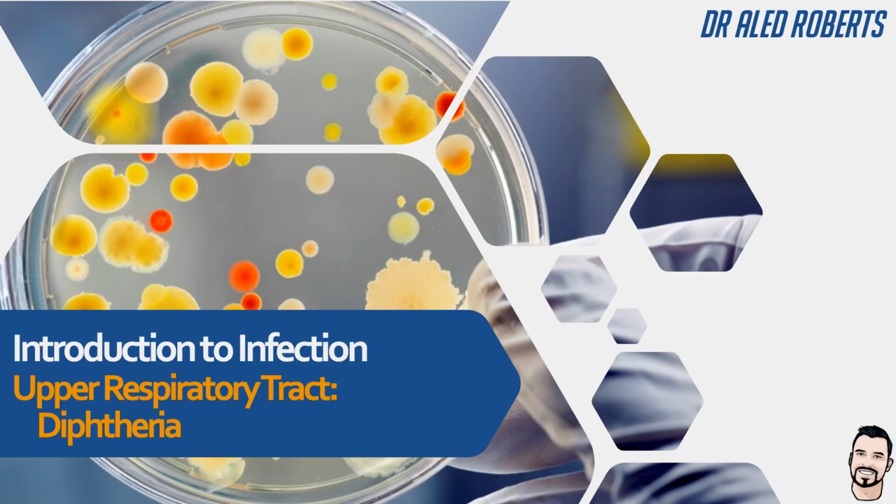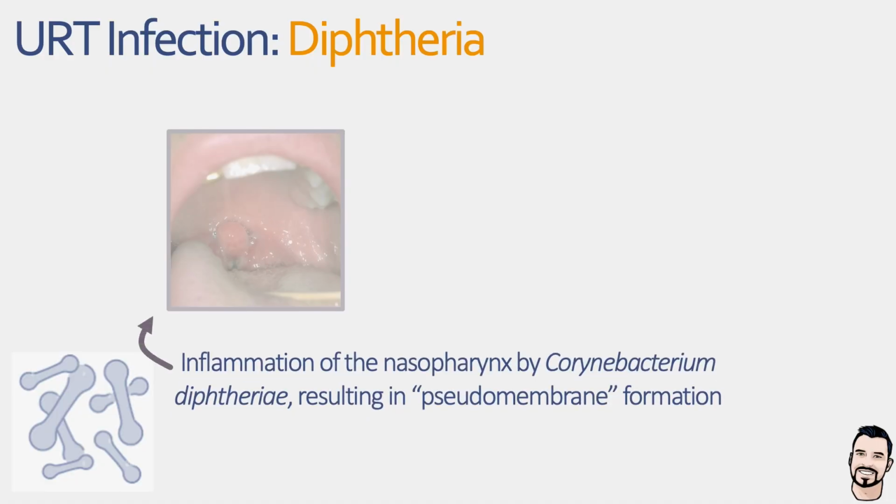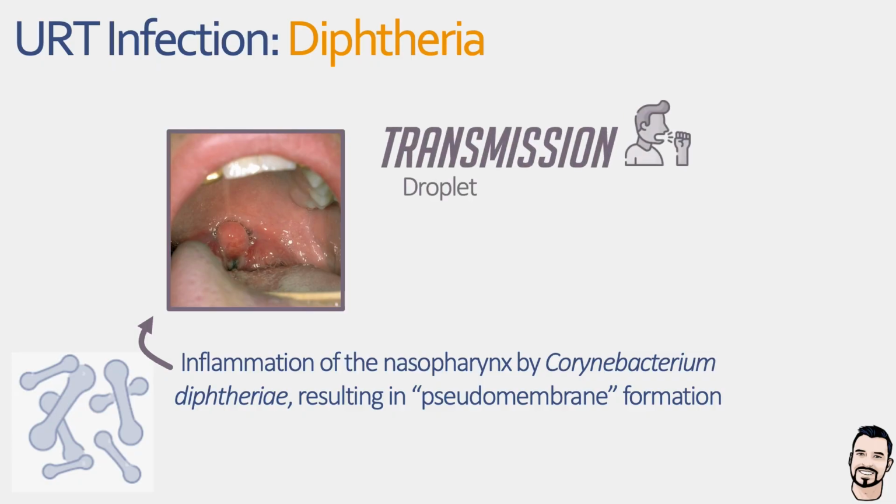I'm Dr. Aled Roberts, and in this video we're going to look at diphtheria as an example of an upper respiratory tract infection. Now, diphtheria is what we would call a toxin-mediated infection caused by the gram-positive bacteria Corynebacterium diphtheriae, and infection begins when the bacterium enters the upper respiratory tract via respiratory droplets that are expelled when an infected individual coughs, sneezes or speaks, and are then inhaled by a new host.